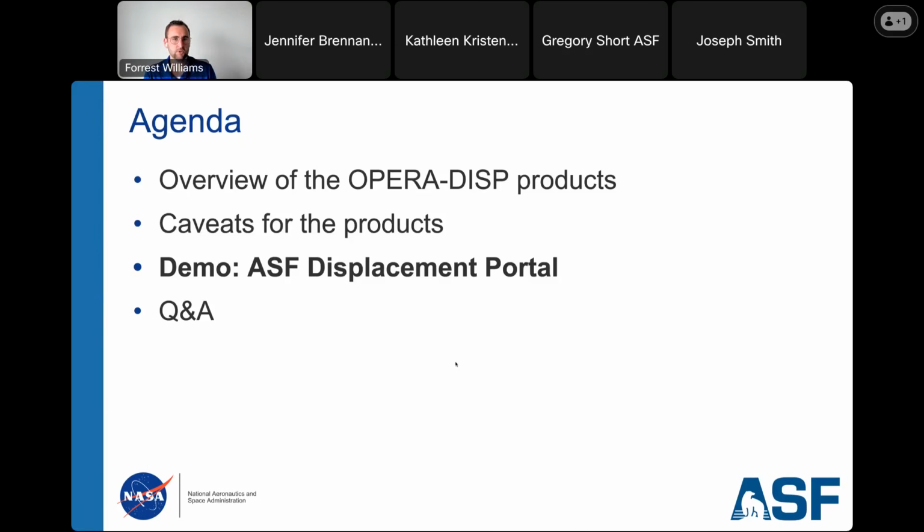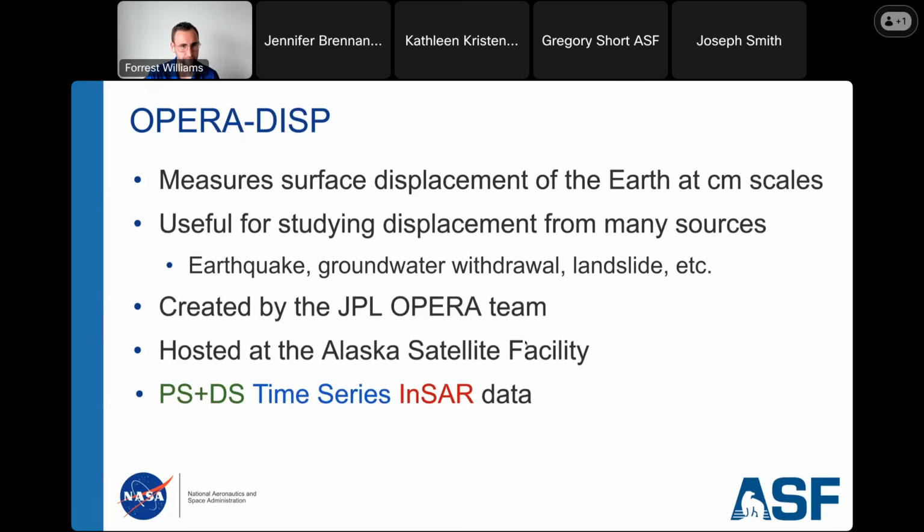So just going over the agenda quick. From my perspective, I'm going to give you all a brief overview of what exactly these OPERA-DISP products are. And then we'll go into some important caveats for how to use these products. And then we'll spend a lot of our time actually demoing the new ASF Displacement Portal. And then we'll leave a very healthy amount of time to do some Q&A, because I imagine there'll be lots of questions about all these new capabilities we're going to be discussing.